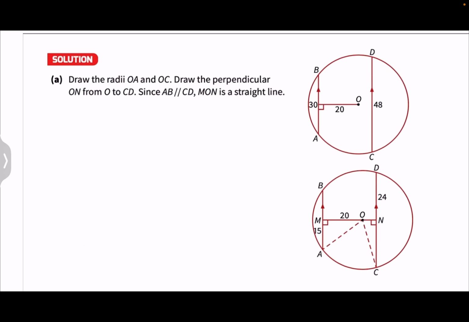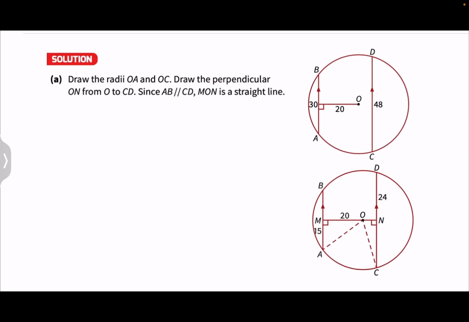We'll next draw a perpendicular ON from the center O to CD. So this line ON will be perpendicular to CD. And as for the other perpendicular line from O to AB, we'll label this intersection here M. Observe that these two angles, OMA and ONC, are both right angles. And since the two chords AB and CD are parallel, this will make MON a straight line, as these two angles add up to 180 degrees. They are interior angles.